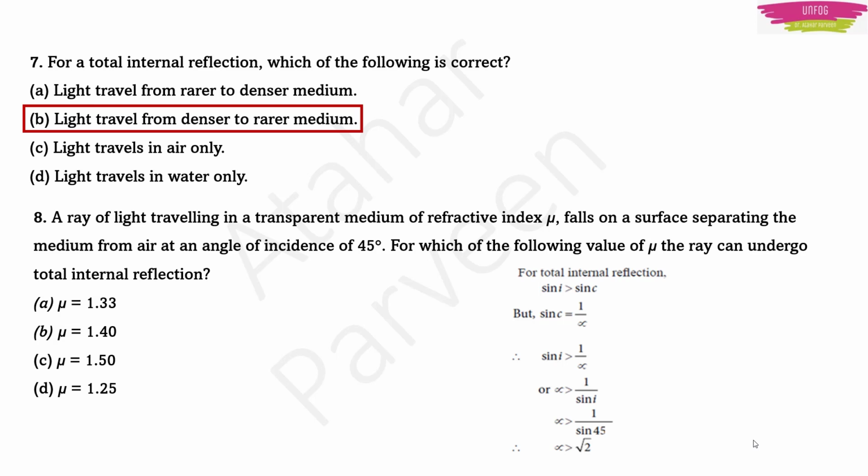What is the angle of incidence? It is 45 degree, right? Sin 45 is actually 1 by square root of 2. Then the refractive index will become 1 upon 1 by root 2, so it will be square root of 2. It is 1.41. For which value of refractive index can the ray undergo total internal reflection? Means it should be more than 1.41. Here in these options, there is only one option, C, which is more than 1.41. It is 1.5. Why should it be more? Because in total internal reflection, the angle of incidence should be greater than the critical angle. That's why option C is the right answer.